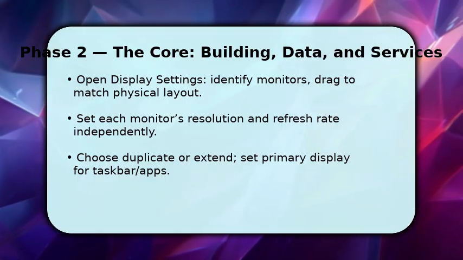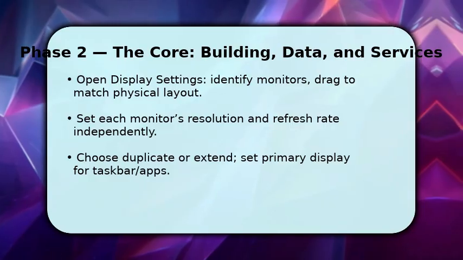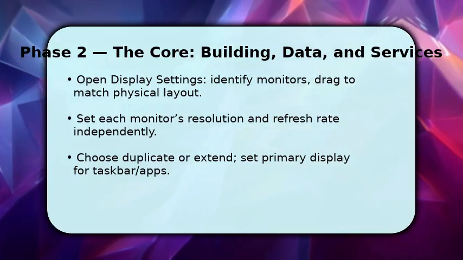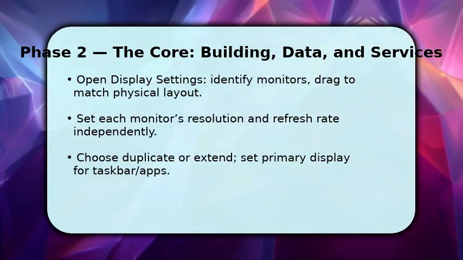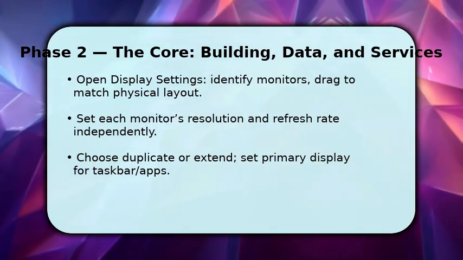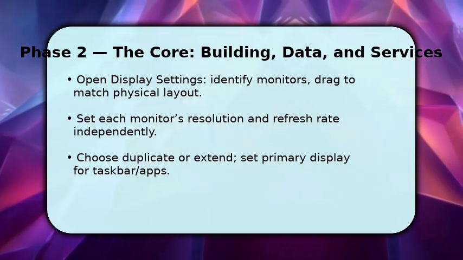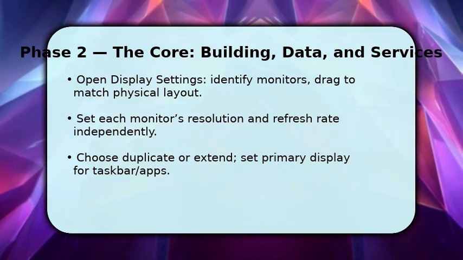Next, select each monitor and set its native resolution and preferred refresh rate. Do this per monitor because different panels need different settings. For example, 1920x1080 at 60 Hz versus 2560x1440 at 75 Hz. Once you configure resolutions, choose Extend for extra workspace and assign the primary display for toolbars and full screen.